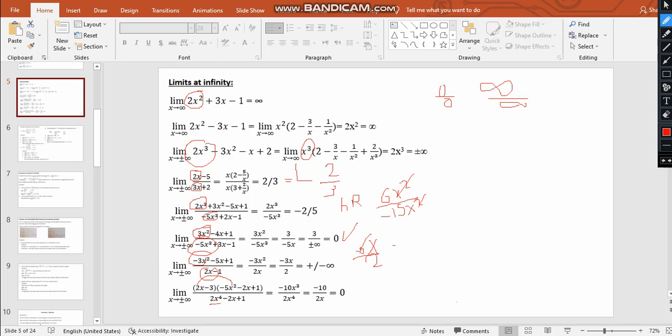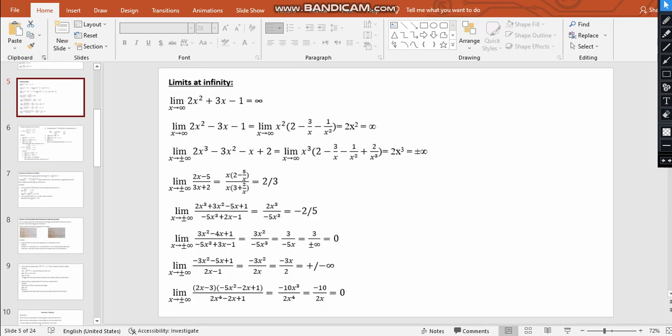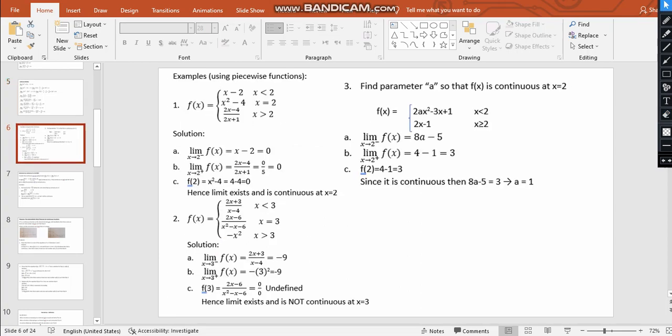So always when you have a rational function at infinity, it's better to use highest power over highest power. However, when we start with logarithm and exponential, certainly we're going to use L'Hospital's rule, which is way better. Okay, but for 0 over 0, always use L'Hospital's rule.